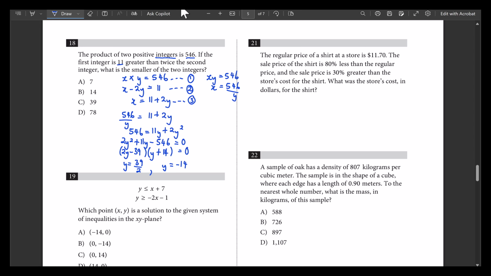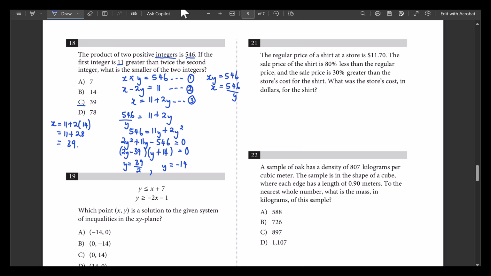Now substituting y is equal to 14 into equation number 3, I get x is equal to 11 plus 2 multiplied by 14, which gives us 11 plus 28, and the final answer for x is 39, and the answer that we're looking for is C.